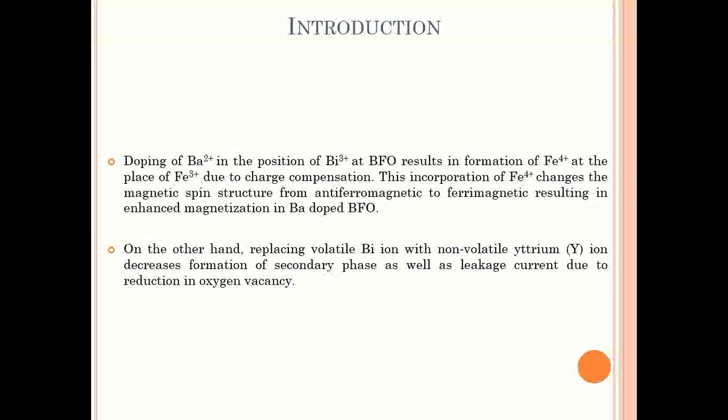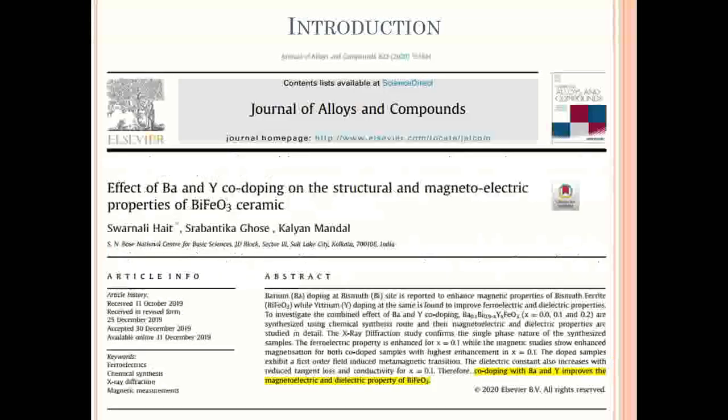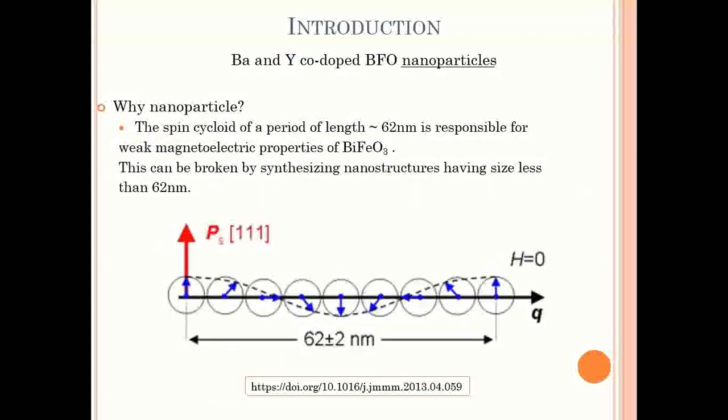This incorporation of Fe4+ changes the magnetic spin structure from antiferromagnetic to ferrimagnetic, resulting in enhanced magnetization in barium doped BFO. On the other hand, replacing volatile bismuth ion with non-volatile yttrium ion decreases the formation of secondary phase as well as the leakage current due to reduction in oxygen vacancies. Previously, I have worked on bulk material of this composition, which shows promising results. In this work, I have investigated the effect of this composition on nanostructural form of bismuth ferrite.